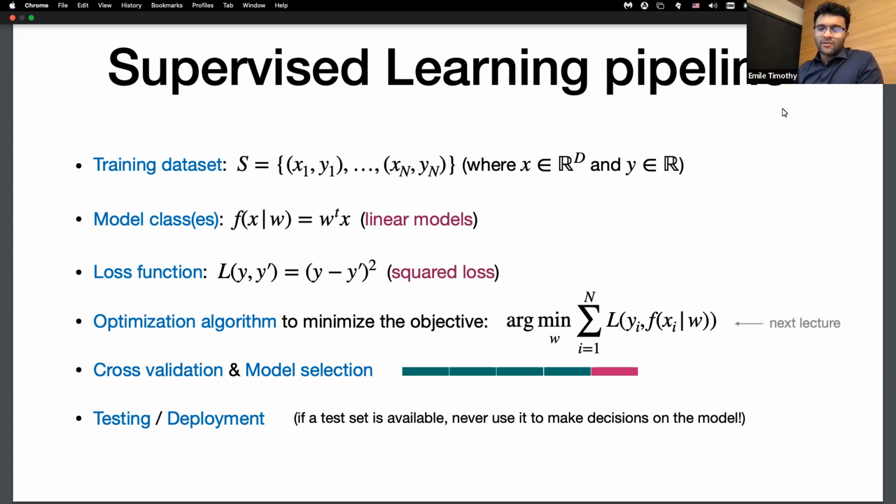And additionally, we spoke a bit about model selection, about how you have a number of different models that you could try. We also mentioned some things about the ethics of models and rules about testing and deployment. Namely, if a test set is available, you should never use it to make decisions on the model.